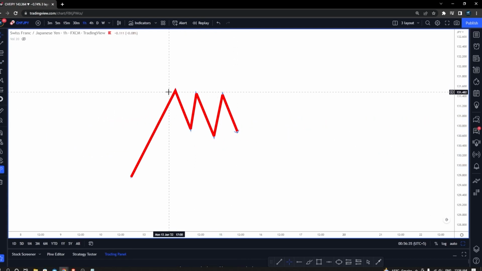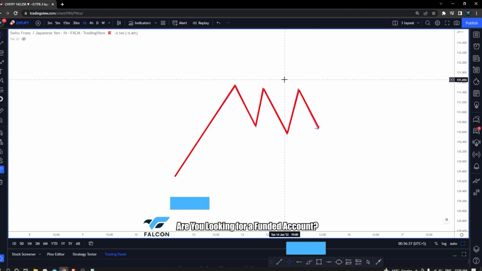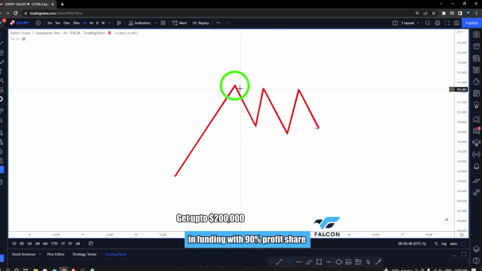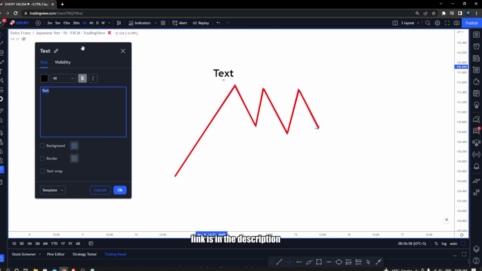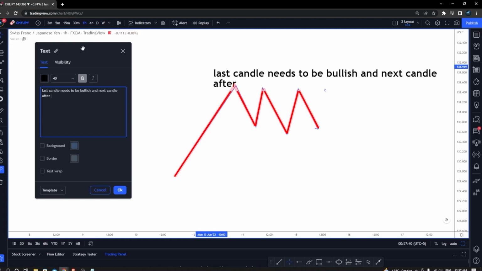Now a very important thing that we need to consider here is that when we create this high right here, the last candle should be a bullish candle. So I'm going to type here that the last candle needs to be bullish, and the next candle after the last bullish one should not close higher than the bullish candle. So it's a very important point that we need to keep in mind.